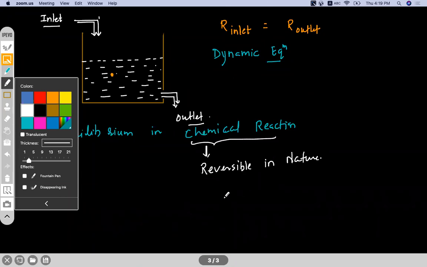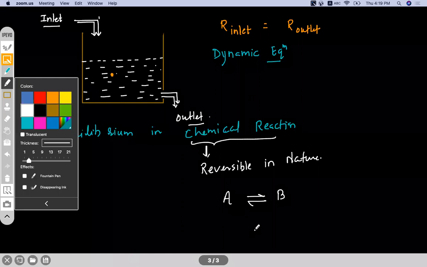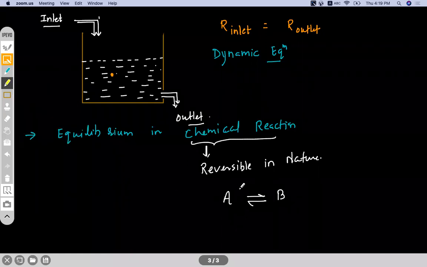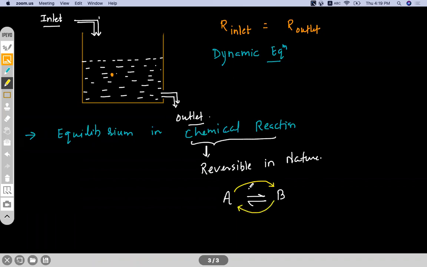Suppose I write down A gives B. This is a sign of reversible reaction: two half-headed arrows, towards the product and then towards the reactant. Reversible reaction is the reaction which proceeds in both directions. A to B and B to A is also possible. So two opposing factors we have, right? That's why equilibrium is possible only in a reversible reaction.